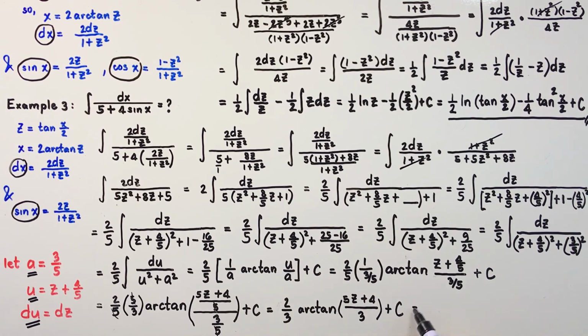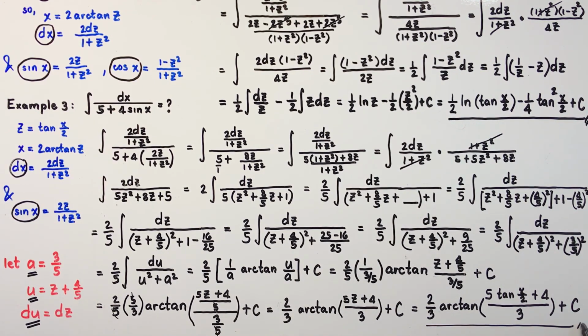So our final answer is 2/3 times the arctangent of 5z, but our z is the tangent of x/2. So this is 5 times the tangent of x/2 plus 4 over the denominator of 3. And of course, this is added to the constant of integration c. So this is now our answer for this example here.